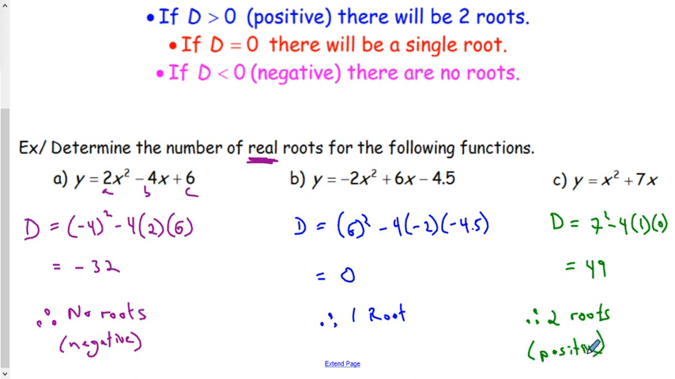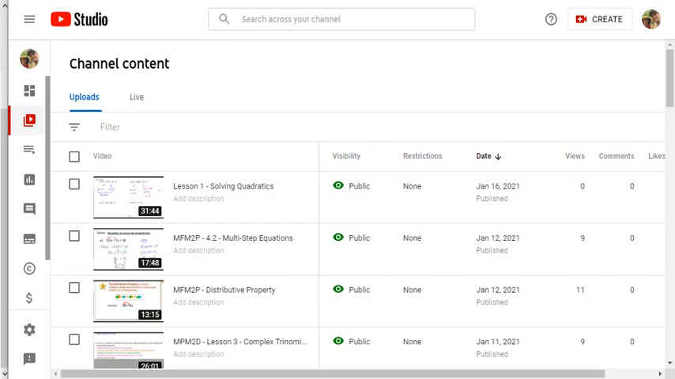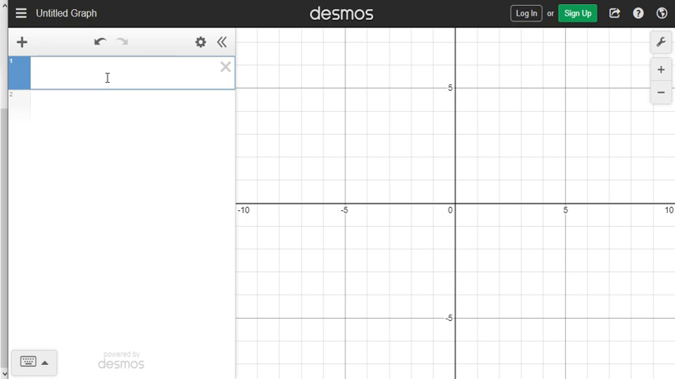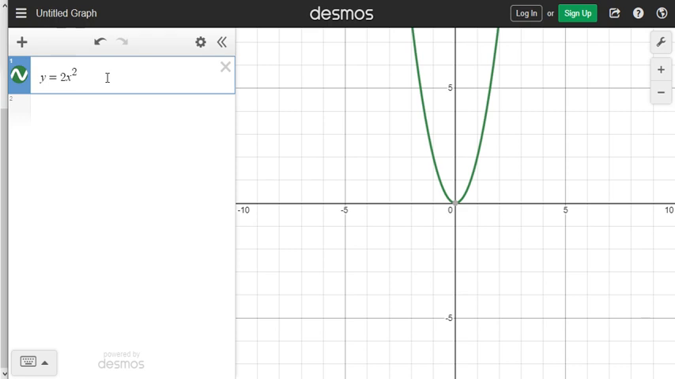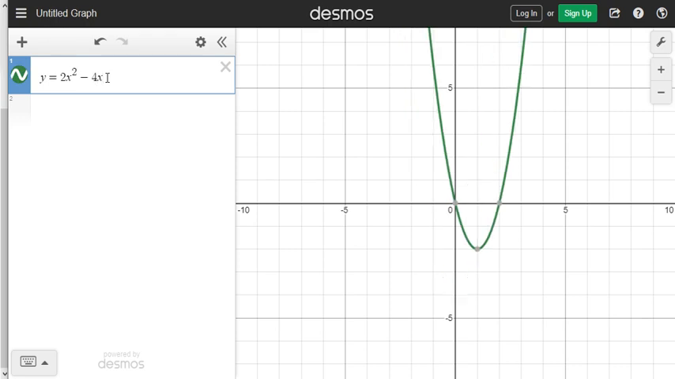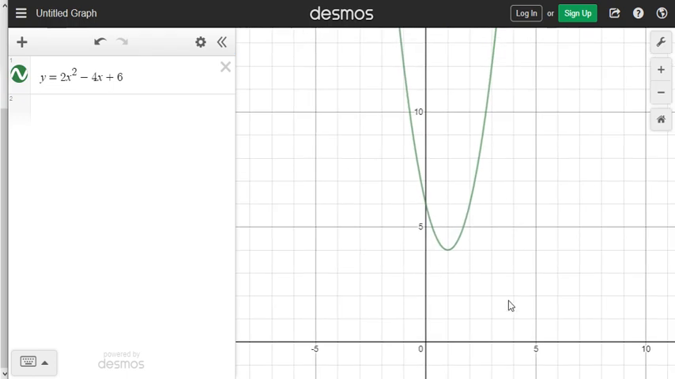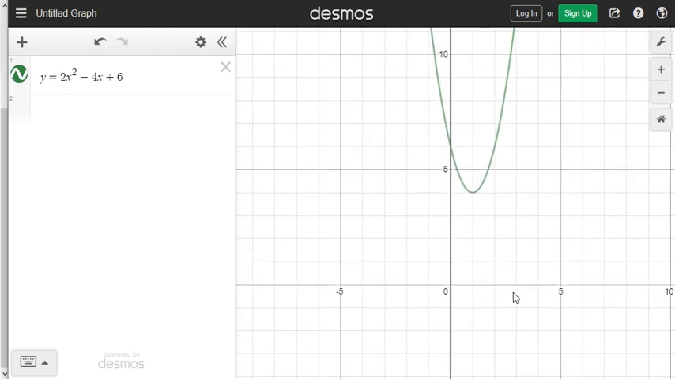Now you could of course graph these on Desmos if you wanted to check. So let's do that. I'm going to hop over to Desmos now and I'll show you the graph of these three different ones. Here we go. Here's Desmos. So our first one is y equals 2x squared minus 4x plus 6. We said that one gave us a negative discriminant, and so it had no roots. You'll see that this doesn't cross the x-axis. It's up here above the x-axis. No x-intercepts, no roots, no solutions, no zeros.